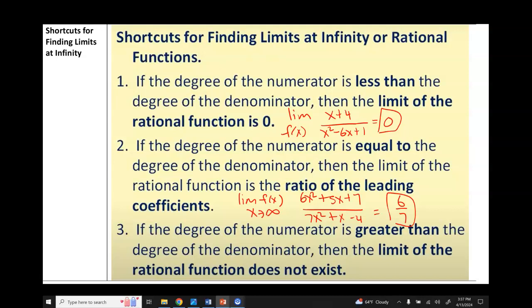And if the degree of the numerator is greater than the degree of the denominator, then the limit does not exist. In other words, it's going to be infinity, so it doesn't exist. So for example, let's say we have f of x equals x cubed, x cubed, not x squared. Let's say it's x cubed plus 5 divided by x squared minus 4x plus 1. The degree of the numerator is greater than that of the denominator, so the limit is going to be infinity, which means the limit does not exist.